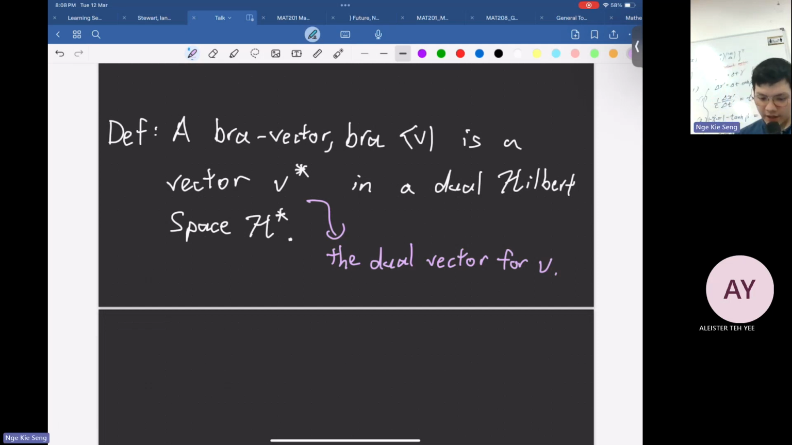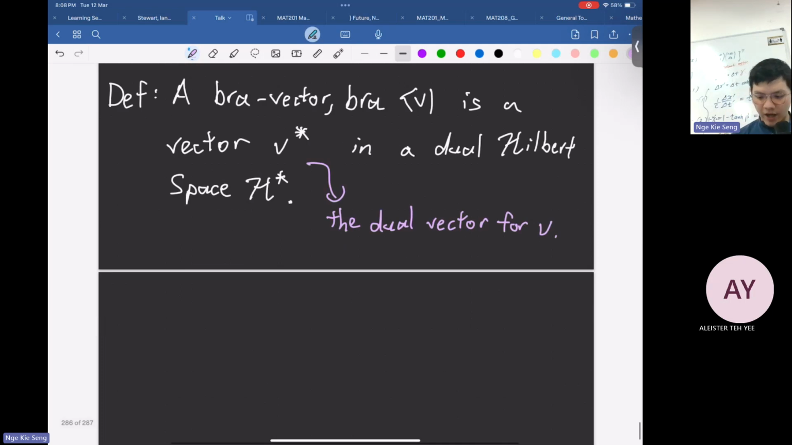Okay, so let's come back. So I think the order is a bit different in the notes. Maybe I'll change it later. So before I talk about how we get this dual vector for V, I need to tell you what this bracket is doing.